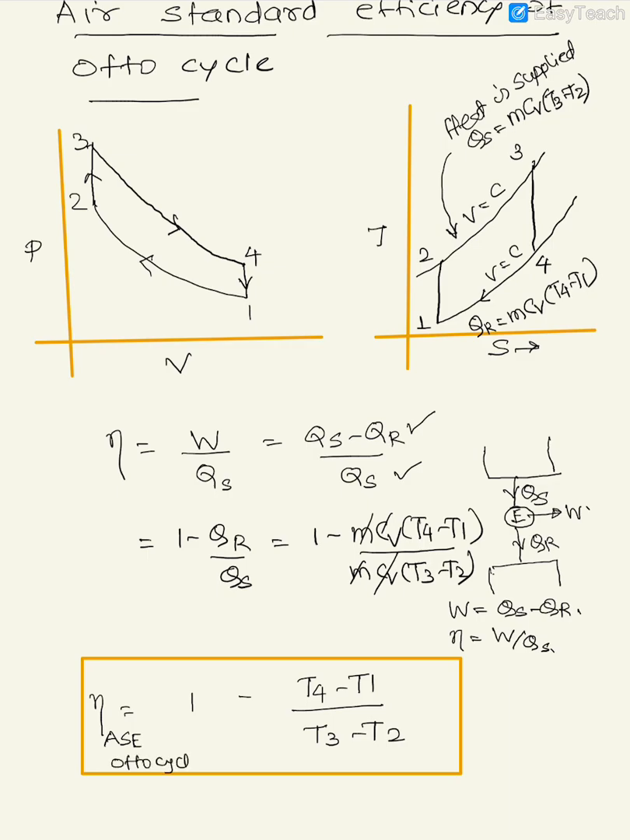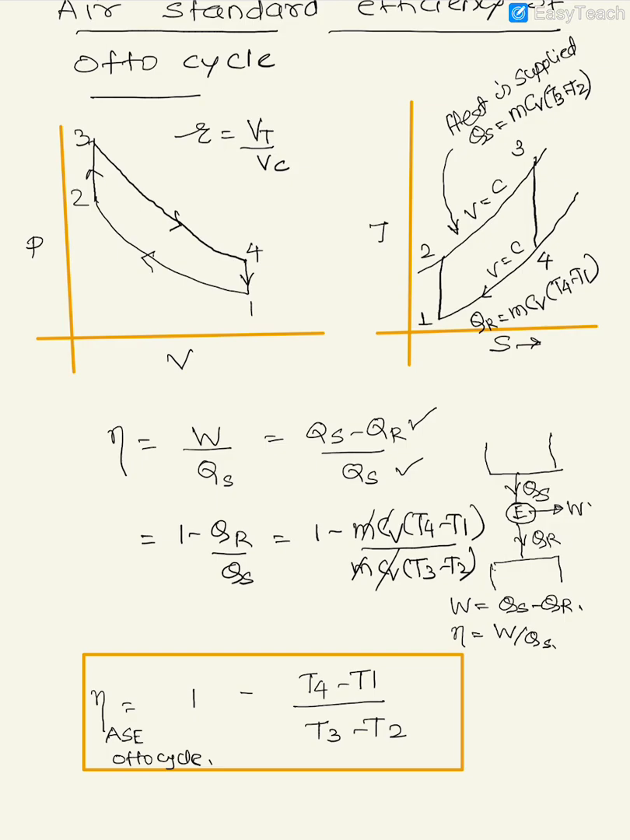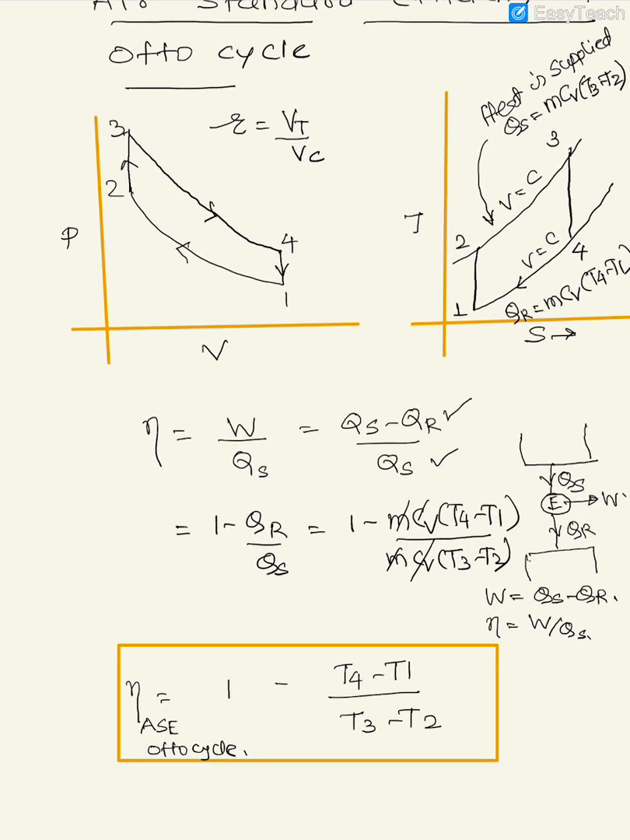Now I want this expression in terms of compression ratio. What is compression ratio? Compression ratio for an engine is equal to the total volume upon the clearance volume. The piston moves from V1 when it is at TDC, the total volume is V1 and the clearance volume is V2. You also know that V1 is equal to V4, and V2 is equal to V3. So compression ratio is V1 by V2 for an Otto cycle, or it is also equal to V4 by V3. So let me now derive an expression in terms of compression ratio.